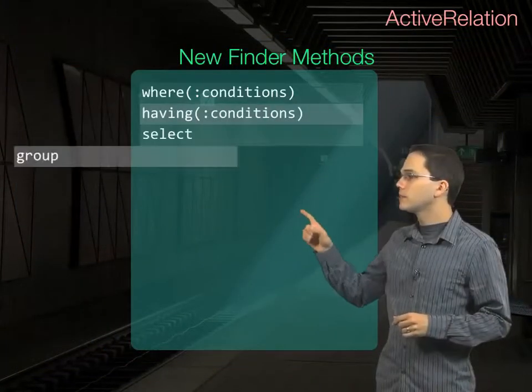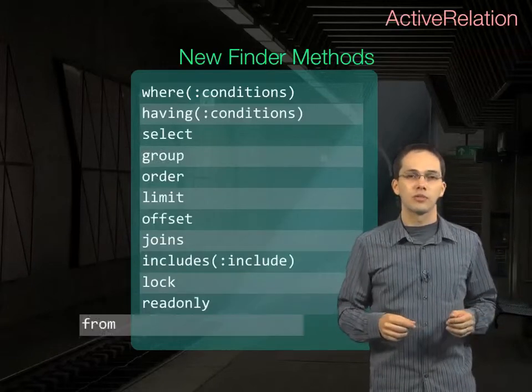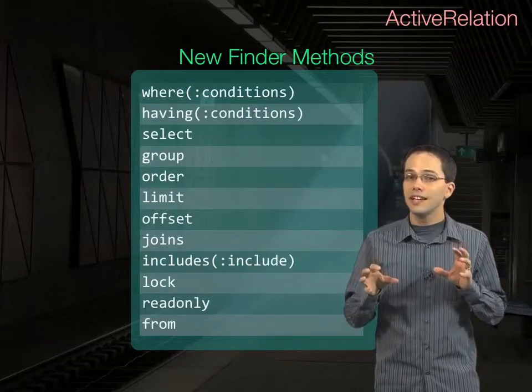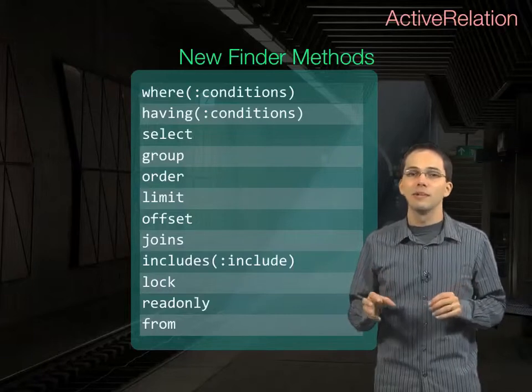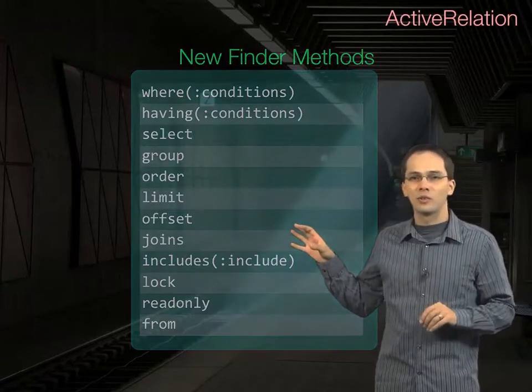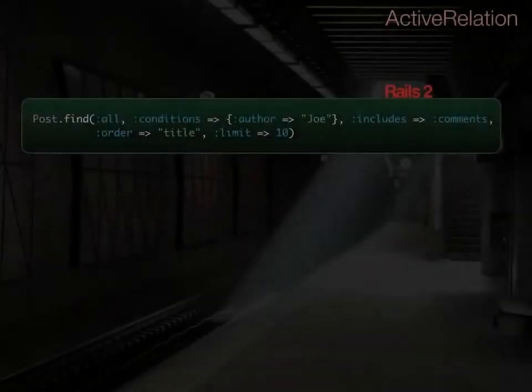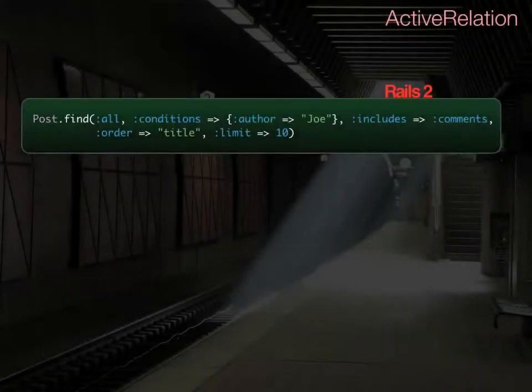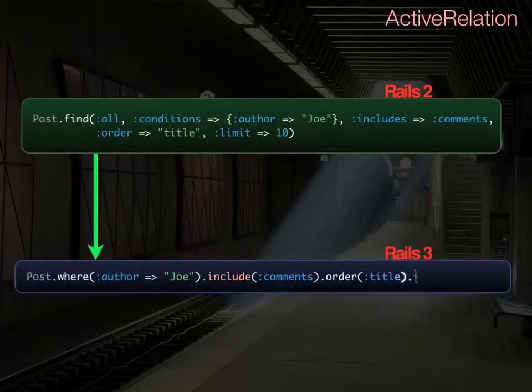Now here's a list of all the new finder methods which you can now use in Rails 3. Now the Rails 2 syntax is still going to work most of the time, so if you're upgrading an application, you don't have to worry about rewriting all of your queries to use this syntax. Lastly, I want to show you one more example of going from the old syntax to the new syntax. So here's a common Rails 2 query, and to write that in Rails 3, it might look something like this.